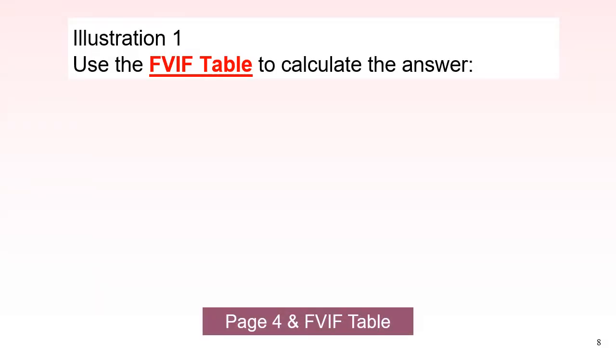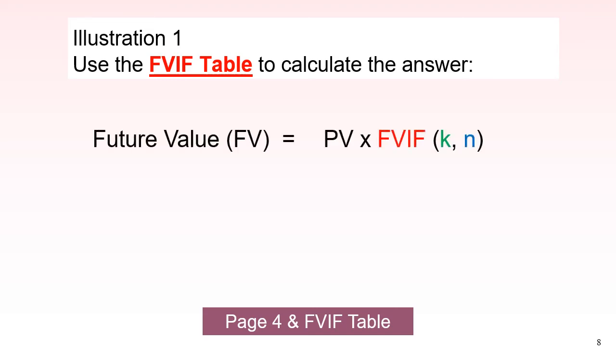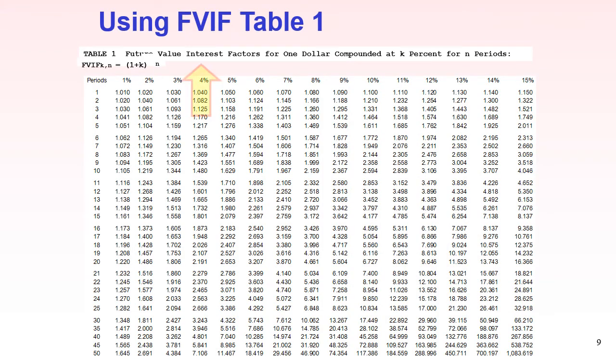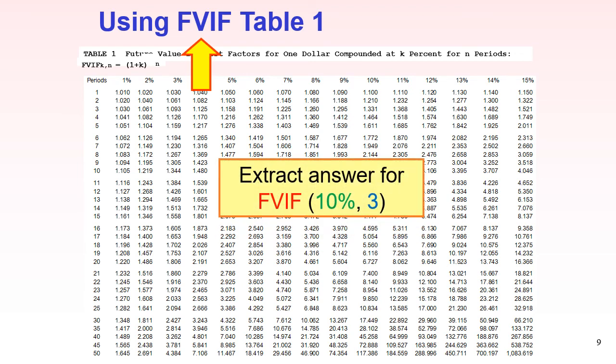Illustration 1. Use the FVIF table to calculate the answer. So this is the formula. Substitute the figures in. PV is 1000, K is 10%, and N is 3. Refer to the FVIF table. Please make sure you choose the correct table. Now we're going to extract the answer with two known variables, the K and N.